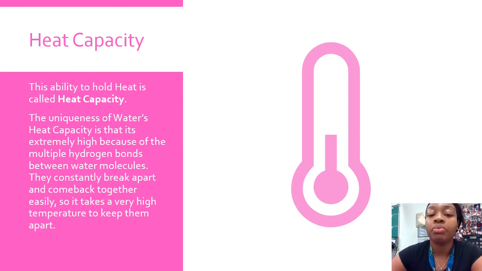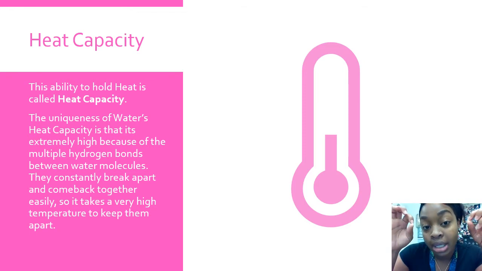All right, so let's get into heat capacity. Heat capacity is another property of water that's pretty unique. Its ability to hold heat is called heat capacity. Now, mind you, everything has a heat capacity. Your phone has a heat capacity, my coffee has a heat capacity, sand at the beach, and so on and so forth. Everything has an ability to hold heat. But the difference with water is that its heat capacity is extremely high.